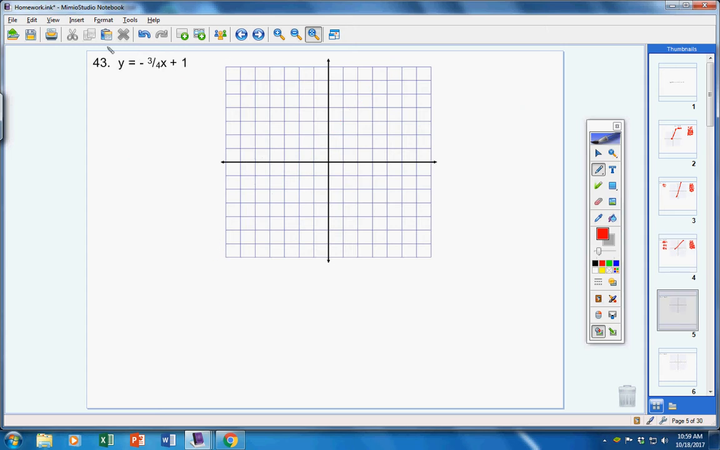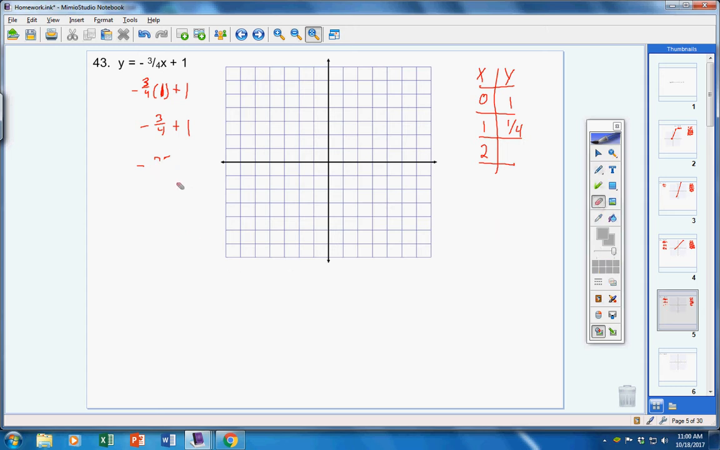Alright, number 43. I'm going to put in 0, 1, and 2 for my x. So I have negative 3/4 times 0 plus 1. 3/4 times 0 is 0. Plus 1 is 1. Next, I'm going to substitute 1 in for x. Negative 3/4 times 1 is negative 3/4. Positive 1. Now, think about this. 3/4 is the same thing as 0.75. So if you have $1 and you owe 75 cents and you pay it off, you're left with a quarter, or 0.25, or 1/4.